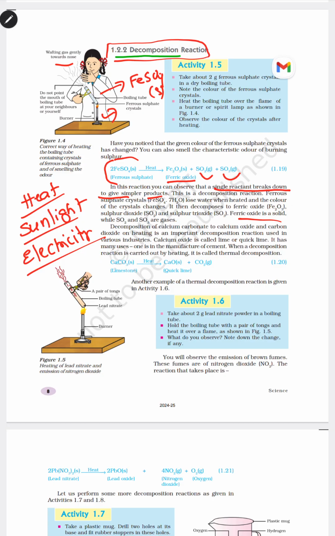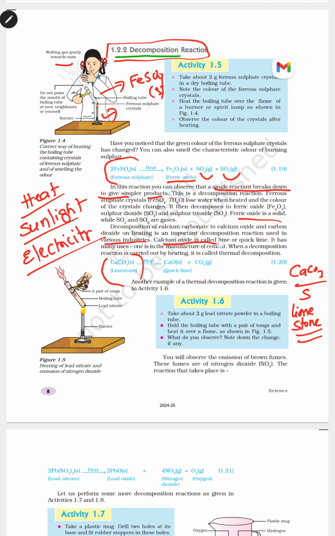And another example of decomposition is, take calcium carbonate, CaCO3 is calcium carbonate. So it is in the solid form, right? It is also known as limestone. So this we get abundant in nature. So limestone will be taken, and we heat that limestone. So this is a very important decomposition reaction. It is used in the industries.